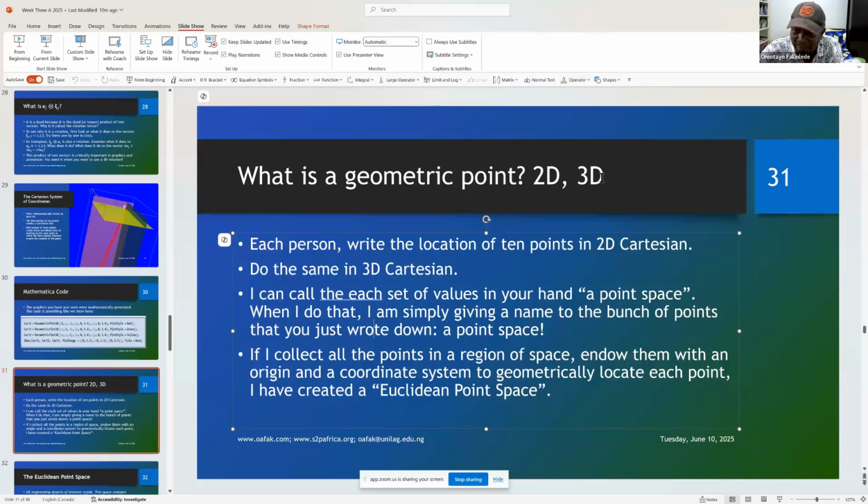You know what a 3D geometric point is. You know that if you have a bunch of points, we can call that bunch of points a point space. And if we endow that point space with an origin and a set of coordinates, we can call it a Euclidean point space. Why the word Euclidean?